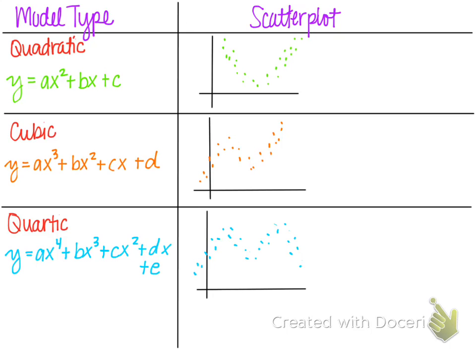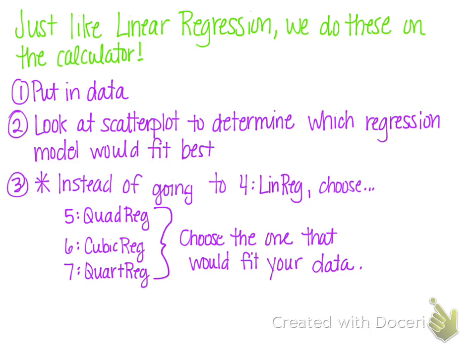So if you have data that looks like this pattern, you would want to do a quartic regression model. So what we need to do in these cases is take a really good look at our scatter plots and figure out what kind of model it looks like before we actually create our regression model. Now, this is just like linear regression in the sense that we're going to use our calculator for everything.